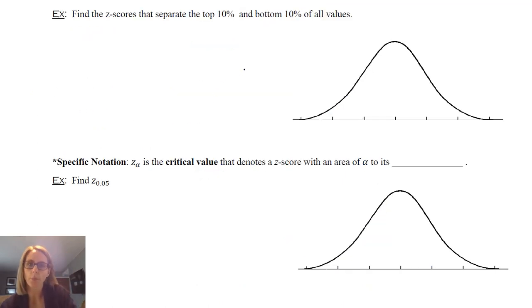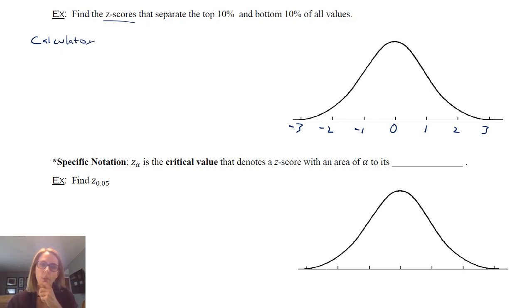So find the z-scores that separate the top 10% and bottom 10% of all values. So I'm going to start off like I always do. Great. Now, what I'm trying to do is find 2 z-scores. So I'm just going to go ahead and use the calculator here, because for anything that requires 2 values, whether it's finding what z-scores relate to what probabilities, which is the situation we have here, or something else, the calculator is really the best way to go, and typically that's what I'll let you use.